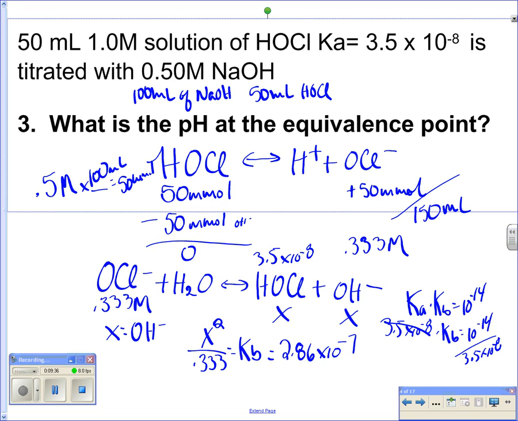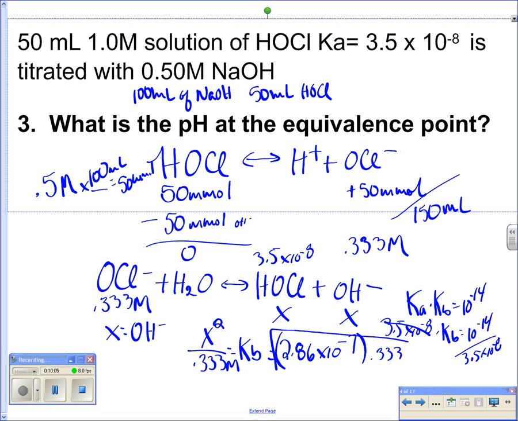So again, at that equivalence point, you are back to an x squared over initial problem. The only difference is it is now a Kb. If you were neutralizing the other way, a weak base with a strong acid, you would change from a Kb to a Ka. And so if I solve this then, if I multiply by 0.33, this is my molarity, take the square root, that's going to give me my OH value.